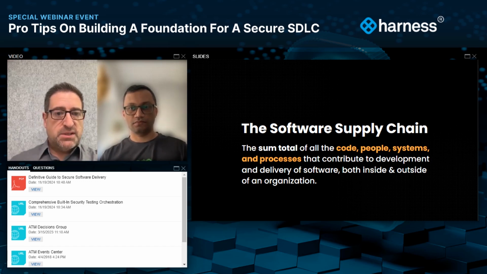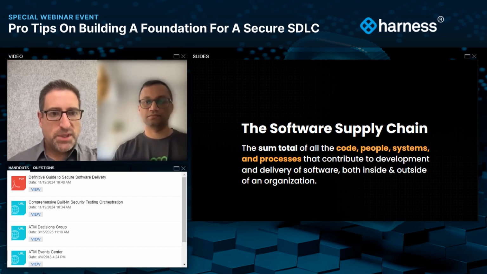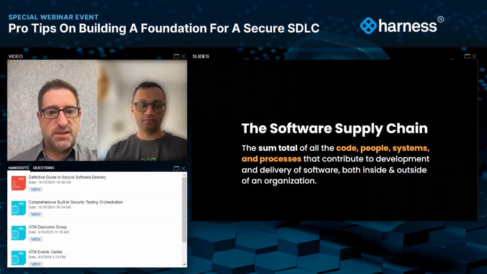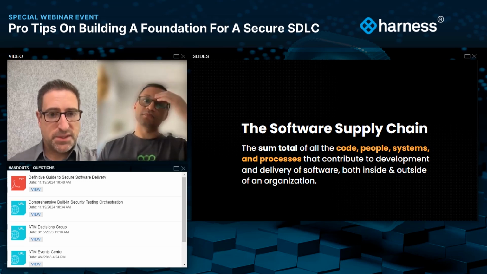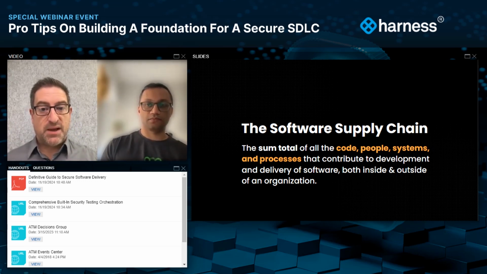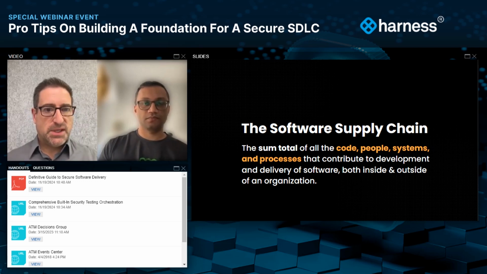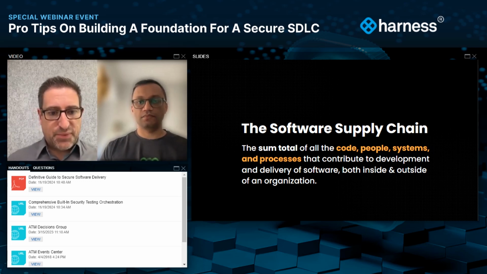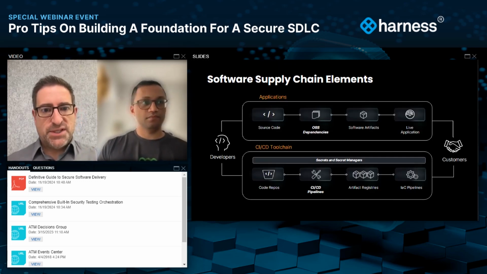So by definition, the software supply chain is really the sum total of all of the code, people, systems, and processes involved in the development and delivery of software. So this is both inside your organization and outside, given how complex and distributed the process of building a modern application is today. So from a security standpoint, this is hugely challenging.